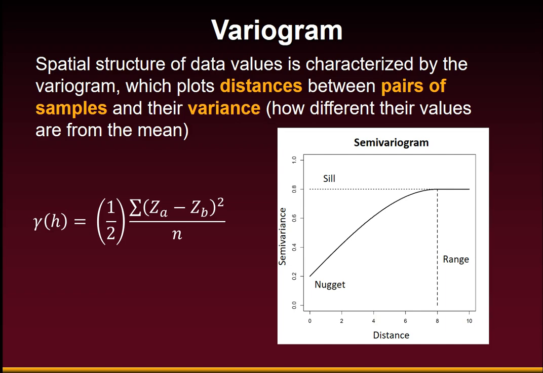Two other components of the variogram are key for understanding the spatial structure of the data. The first is the sill, which is the value at which the range occurs, or that variance value. You can see it as the horizontal dotted line that's trending towards about 0.8 on the semivariance. The second is the nugget, and we'll take a deeper look at the nugget in just a bit.